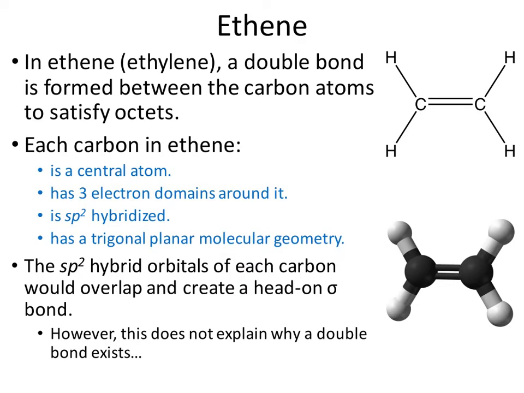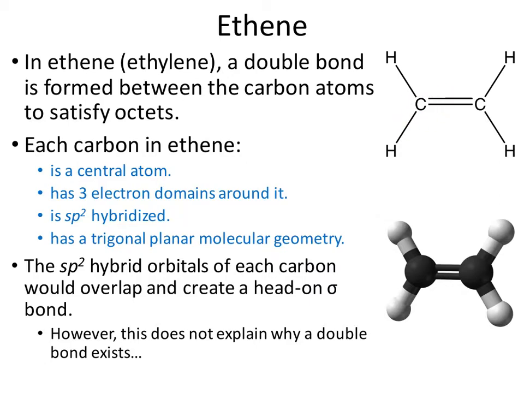So when we look at a structure called ethene, or sometimes previously known as ethylene, there's a double bond that is formed between the carbon atoms here. When we saw ethane before, that would have three hydrogen atoms with a single bond, but ethene has this double bond. Obviously this is created to satisfy the octets of the carbon atoms.